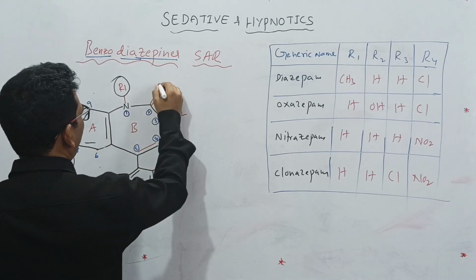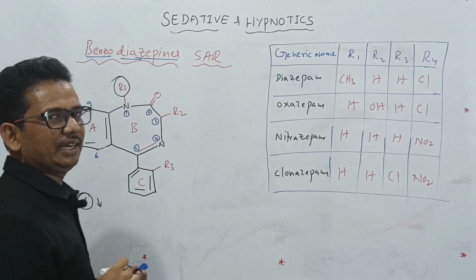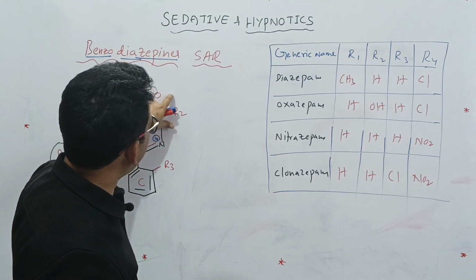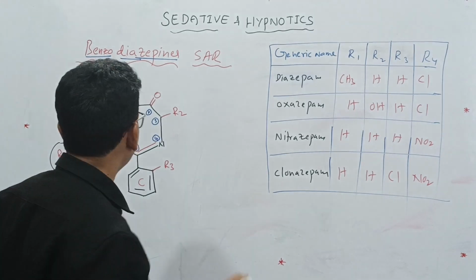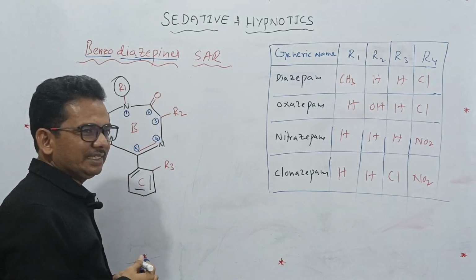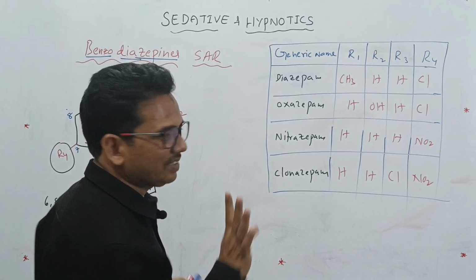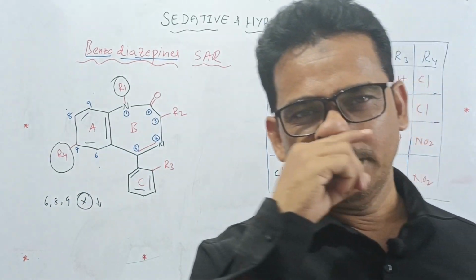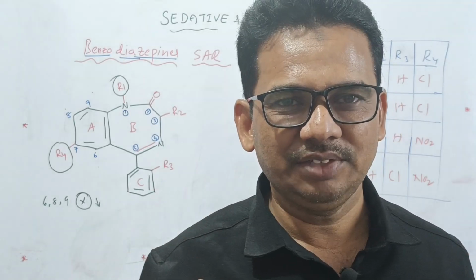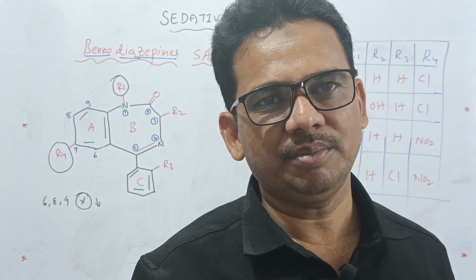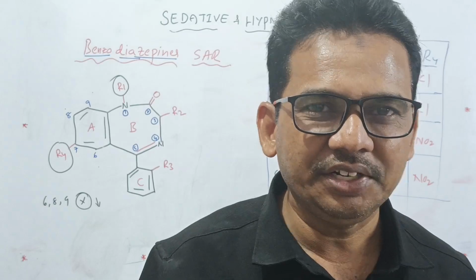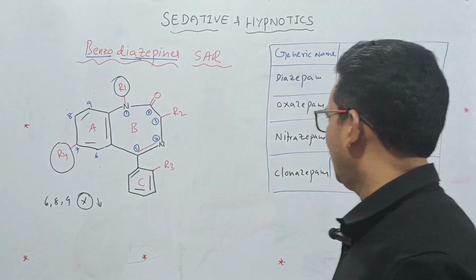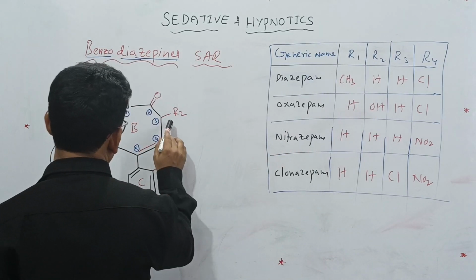Observe this ketonic group, the oxo group at the 2nd position. That ketonic group is required for the sedative hypnotic activity. Without this you cannot see any benzodiazepine structure. That's why the 2nd position keto group is very important for the action, for the depression of the central nervous system, that is sedative and hypnotic. Remember that.